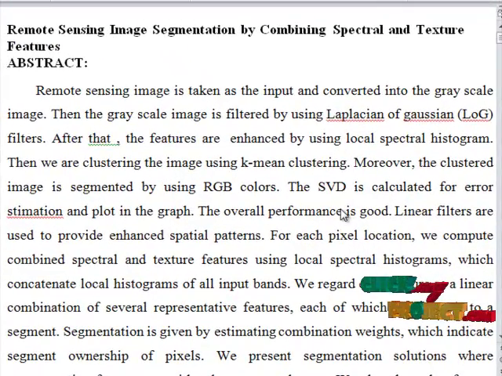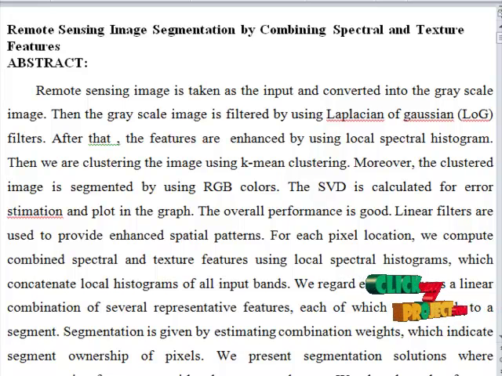Let us see the abstract for the process remote sensing image segmentation by combining spectral and texture features. Here, a remote sensing image is taken as the input and converted into a grayscale image. Then the grayscale image is filtered by using Laplacian of Gaussian filters. After that, the features are enhanced by using local spectral histogram.